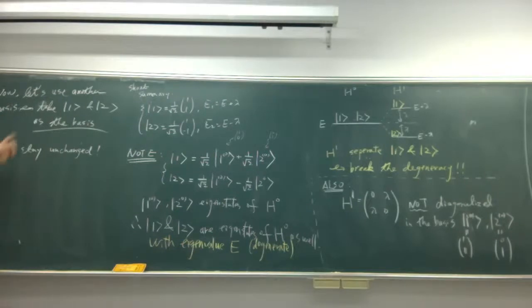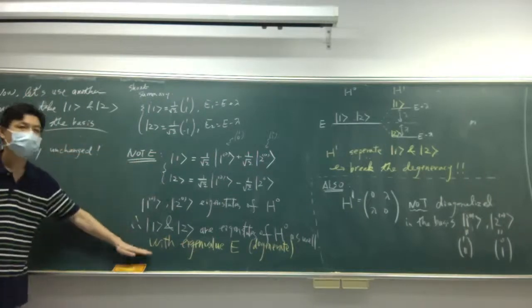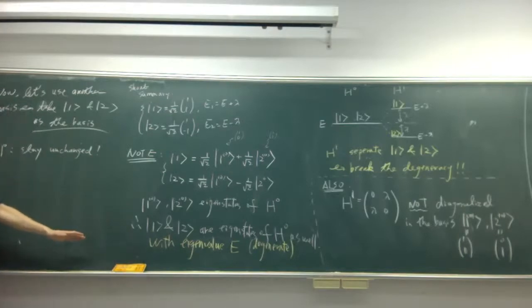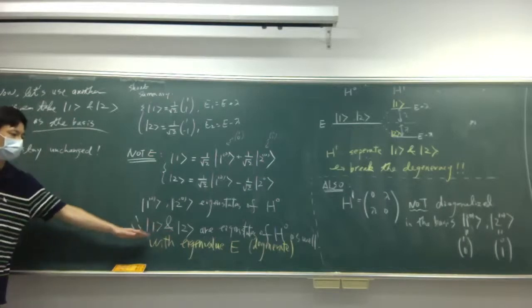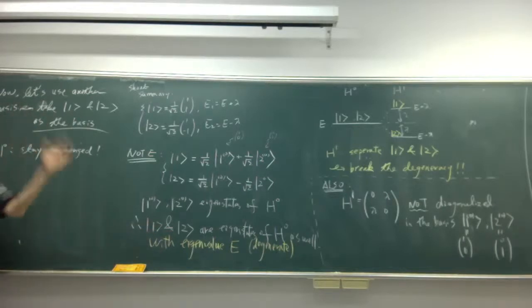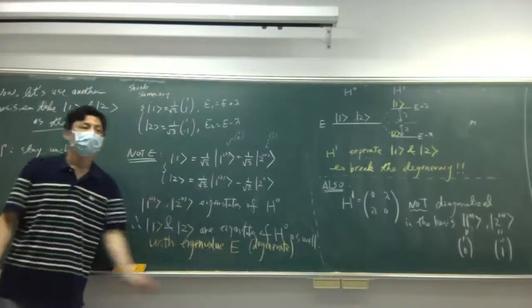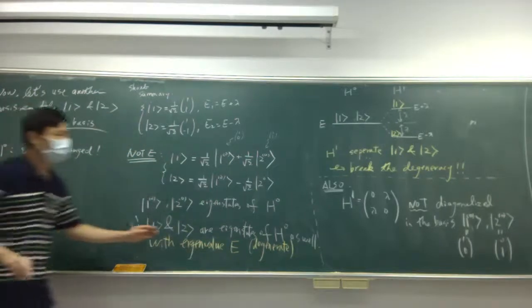Because |1> and |2> are already the eigenstates of H naught as well, right? So in this case, even though I use these two states as a basis, H naught is still diagonal. And what is the diagonal element? It's the eigenvalue, right? So it's still E. It doesn't change because the eigenvalue is E.